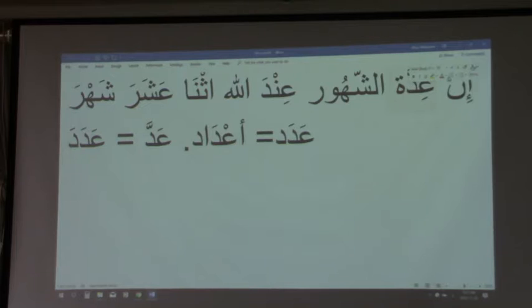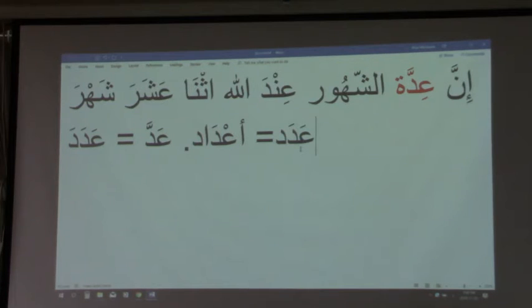Okay, first thing I will highlight for you the word idda. The easy word for idda, we know it, we use it in our culture, in our customs, in our deen. We say the woman is sitting in her idda, correct? So what's idda? A certain period or certain time, or counting certain things. So adad is number. Adad, numbers. Adda is to count.